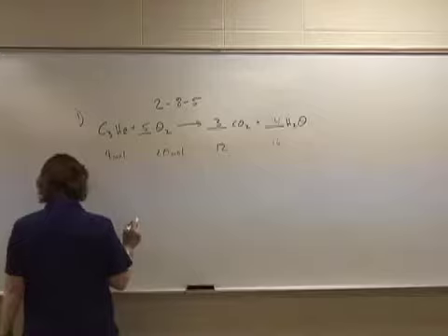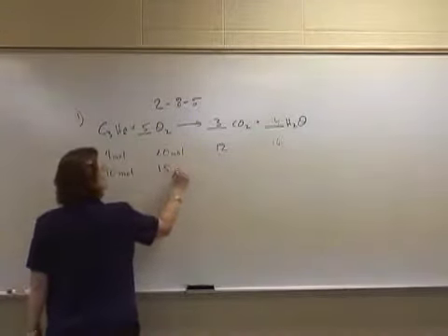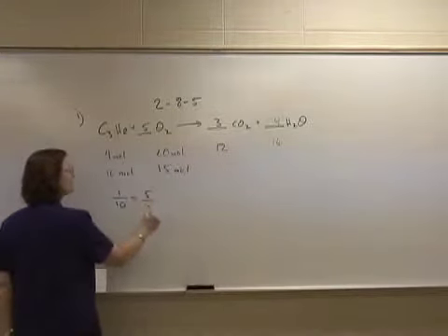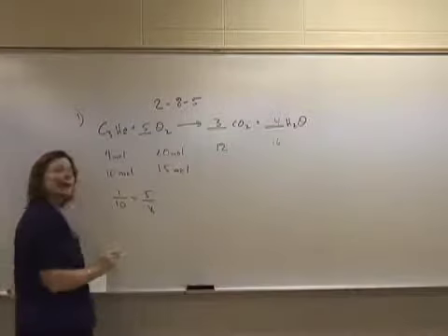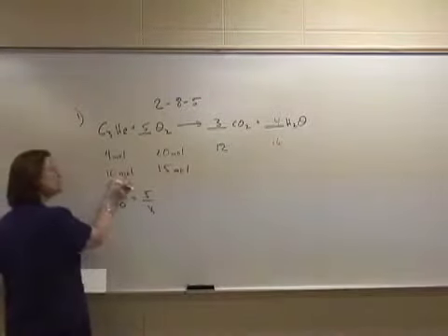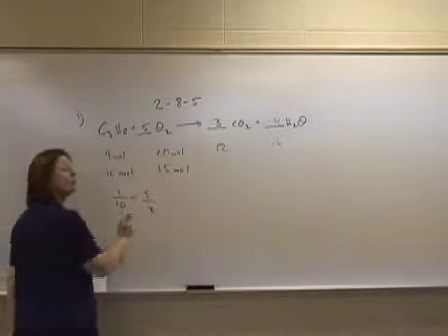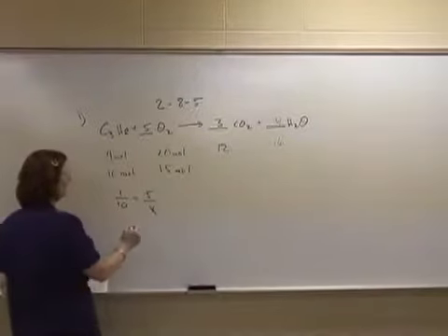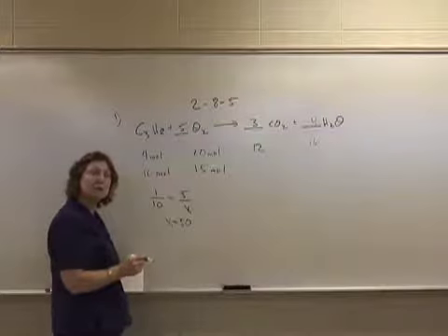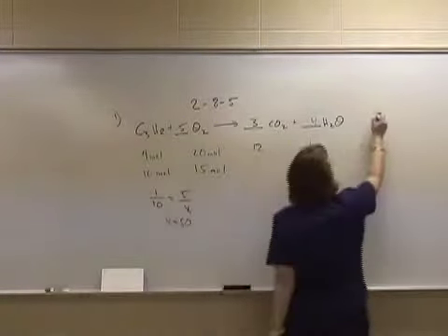I am given 10 moles and 15 moles. 1 is to 10 as 5 is to X. I ignore the fact that I have 15 moles of the oxygen. I want to determine, in order to use up all 10 of these moles, what is the amount of oxygen in moles that would be required. X is equal to 50, and I have 15. Therefore, I'm going to run out of the oxygen. Therefore, oxygen is my limiting.